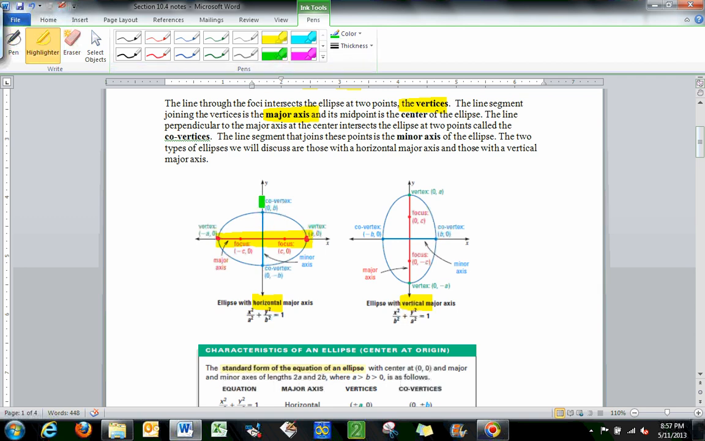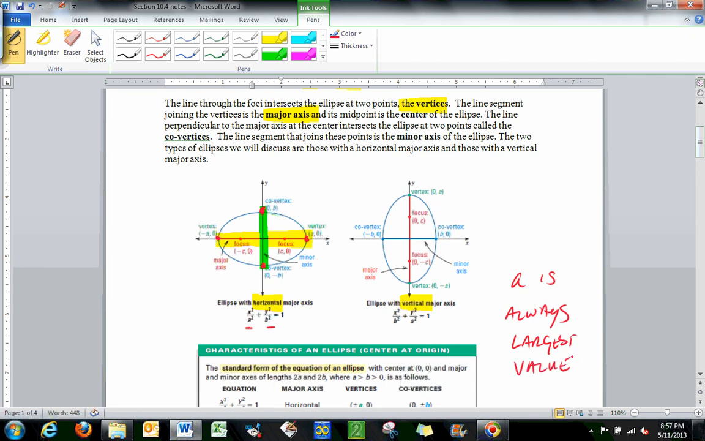So the other axis, from one point to the other, these points are called co-vertices, and this is called your minor axis. Now, one of the things that you want to be aware of is that the vertices are always labeled with an A value, and the co-vertices are always labeled with a B value. And so that's extremely important when you look at an equation of an ellipse. You'll know whether it's horizontal or vertical based off of the larger value. So the A value will always be larger. So A is always the largest value.